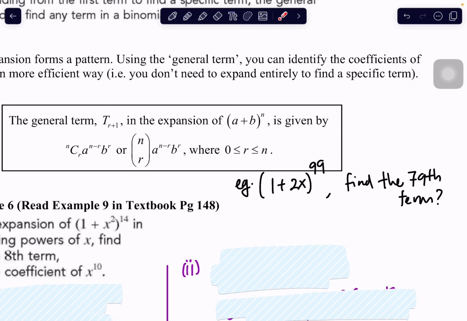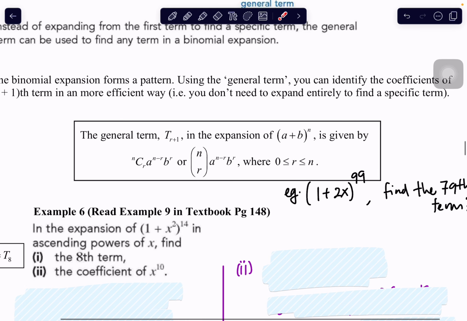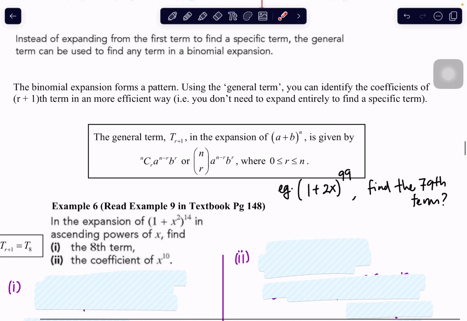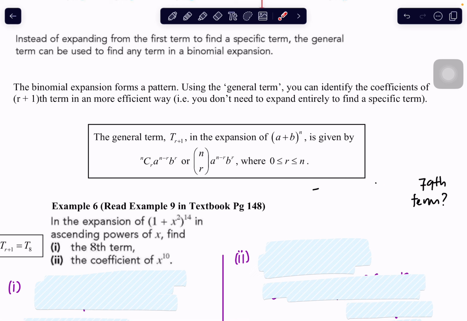So today, by learning the general term of our binomial expansion, we will be able to find exactly the term that we want without going through the hassle of expanding everything. This is just to set a bit of context before we start.